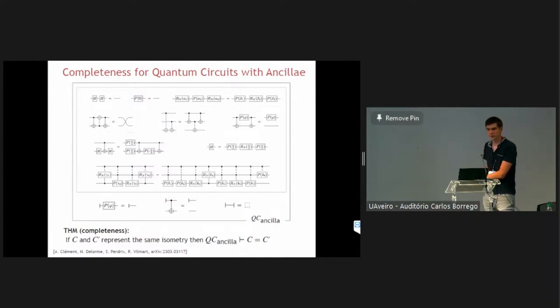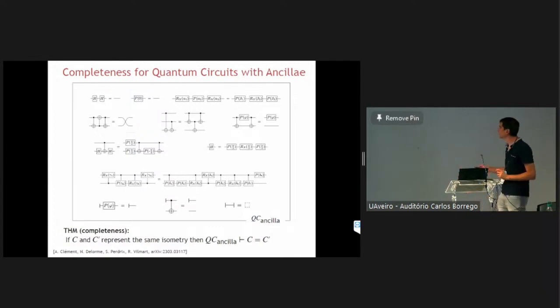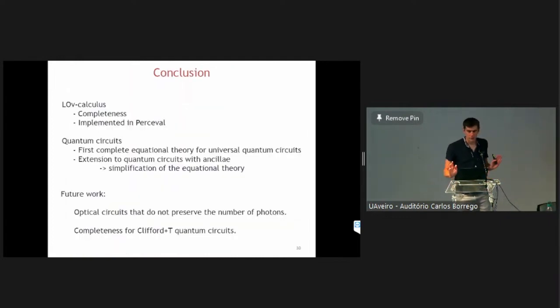Okay, so we can turn our completeness for unitary circuits to a completeness result for quantum circuits with ancilla. And the good news is that in this more general framework, actually this equation can be proved by induction in such a way that it remains only the base case, so we can actually replace the big equation by just this one acting on 2 qubits and get this equational theory where all the equations are acting on at most 3 qubits. Okay, so this is the end of my talk.